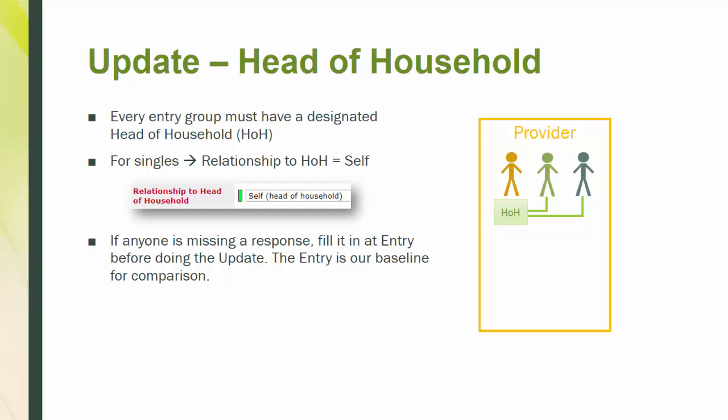In another snapshot, what if the current head of household left the household? In this case, we will use an update to designate a new head of household and update the relationship to head of household value for all other members. A single individual is by default the head of household.